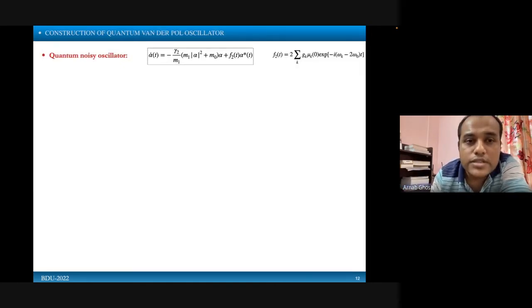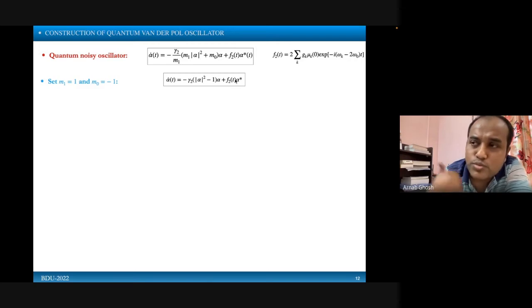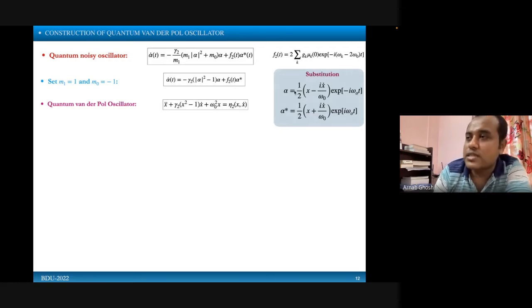For example, if you want to derive the Van der Pol oscillator from these equations, you start with these equations where F2 is your noise operator, and you choose M1 equal to 1 and M0 equal to -1. Then you get back these equations. Now these equations look more similar to the Van der Pol one for this choice of M1 and M0, and if you make the proper substitutions, then you recover a proper quantum analog of the Van der Pol oscillator, although with a noise term on the right hand side.